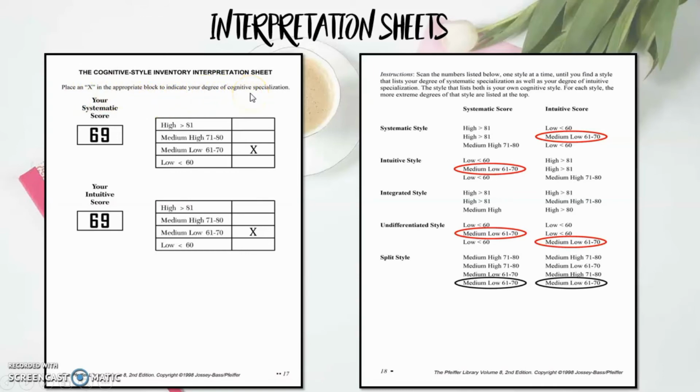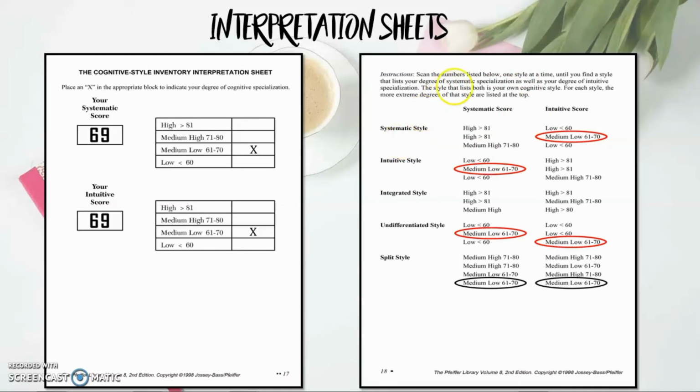to indicate the degree of cognitive specialization. For our respondent, she gets 69 for systematic score and 69 for intuitive score. So she needs to put an X at the medium low, 61 to 70, because she gets 69. The same goes for the intuitive score. She needs to put an X in the medium low, 61 to 70, column because she gets 69 for the intuitive score.